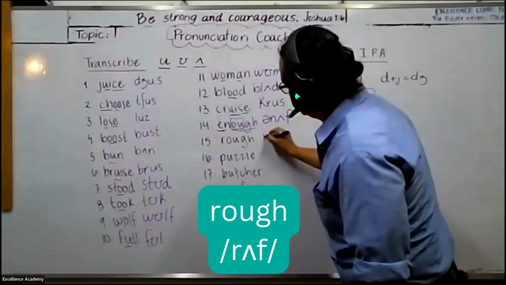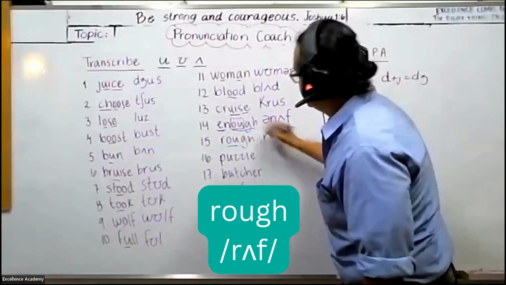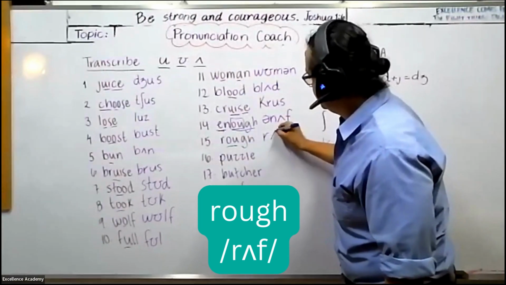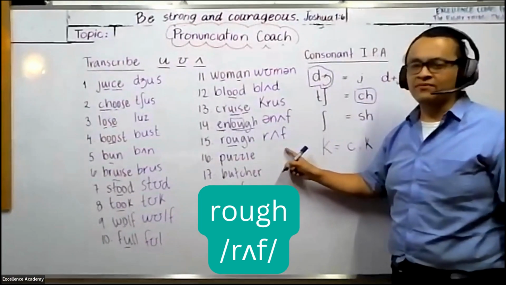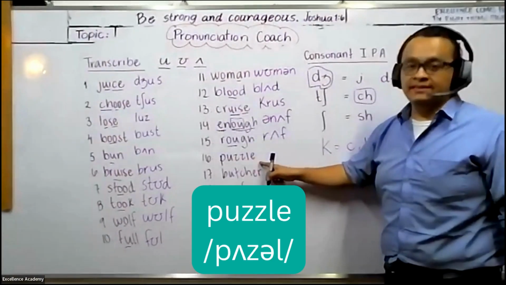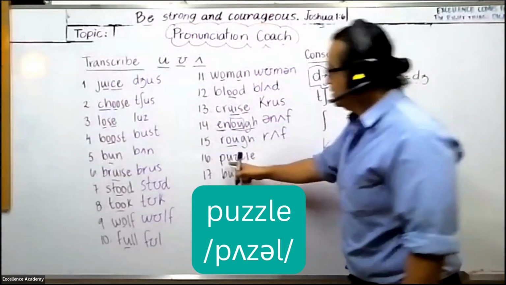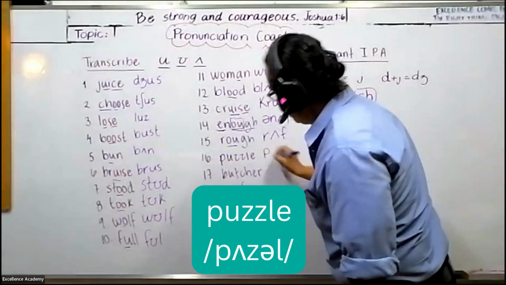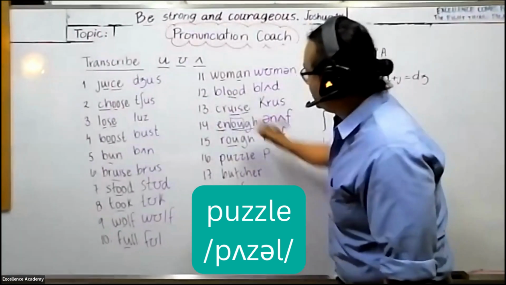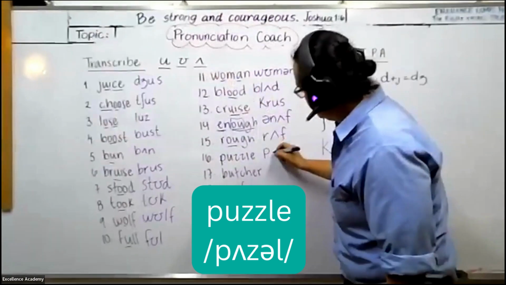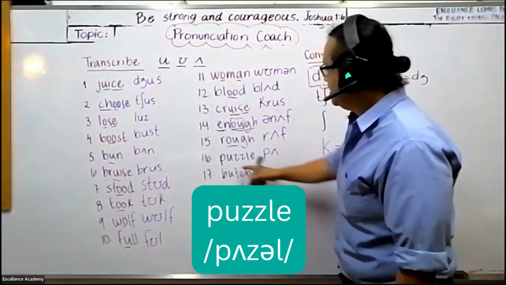Here, the letter R will stay. Same sound as enough. The GH are an F. Rough. Number 16, puzzle. Here, the P will remain. It's a plosive sound. The U, however, will be pronounced as an A. So we'll put the correct sound, puzzle.